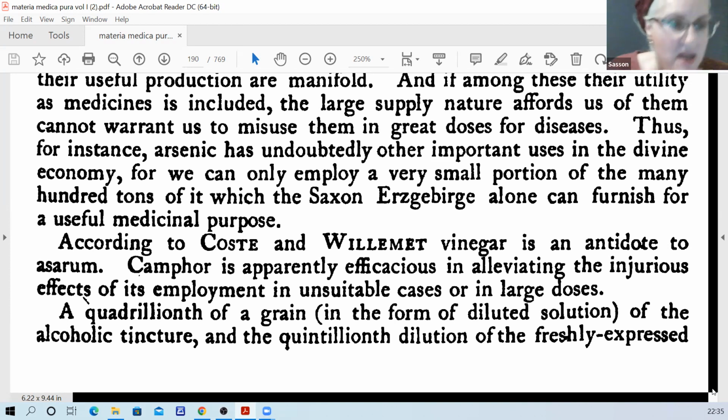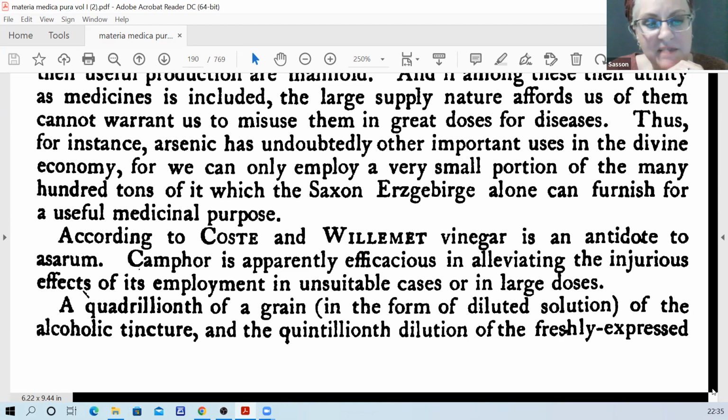Okay, then he continues. According to Coste and Willemay, vinegar is an antidote to Asarum. Camphor is apparently efficacious in alleviating the injurious effect and its employment in suitable cases or in large doses. One of the things I really like best about Materia Medica Pura and Hahnemann's proving data in particular is that he gives us generally the modifiers. So when we've given too much of a remedy to somebody, we know where to turn and what to use in order to alleviate the symptoms of having had too much medicine.